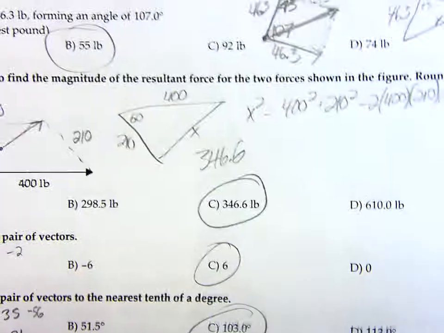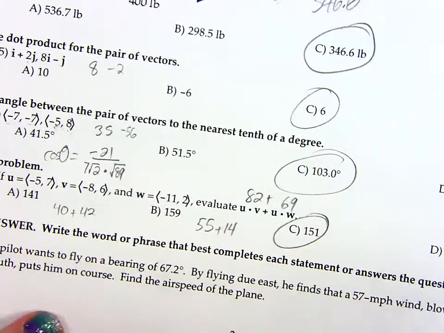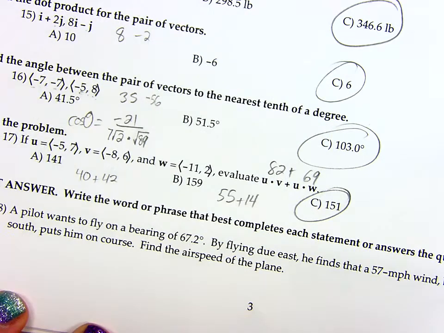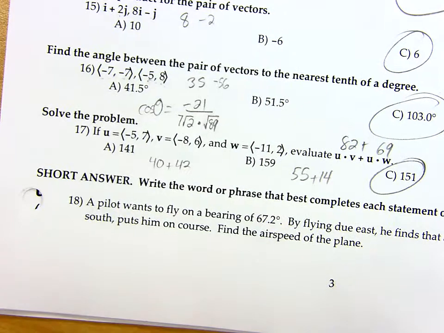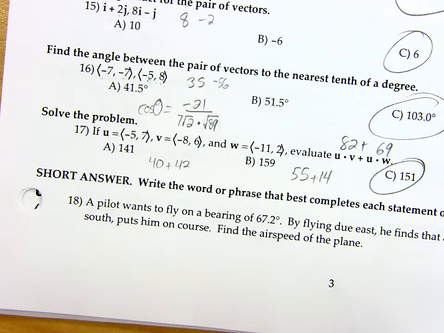All right, a pilot wants to fly on a bearing of 67.2. By flying due east, he finds that a 57 mile per hour wind blowing from the south puts him on course. Find the airspeed of the plane. So, guys, are you following what's going on? The pilot wants to fly at a bearing of 67.2. But because of the wind, he basically has to fly his plane due east. And then as he's flying east, the wind is going to push him on course. So, what we need to figure out is his speed, okay?